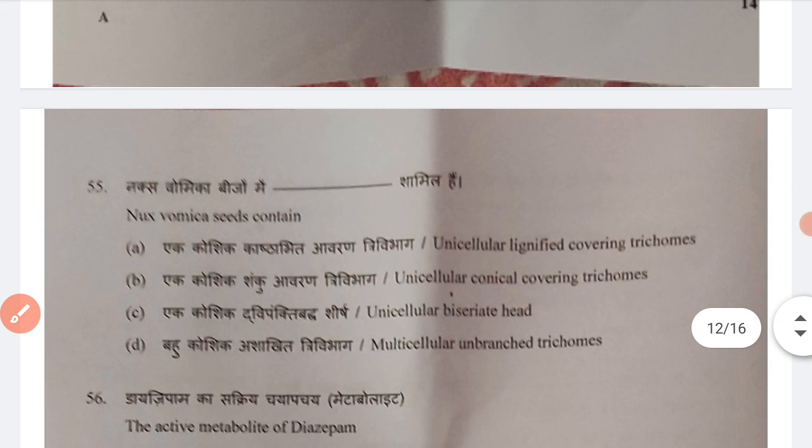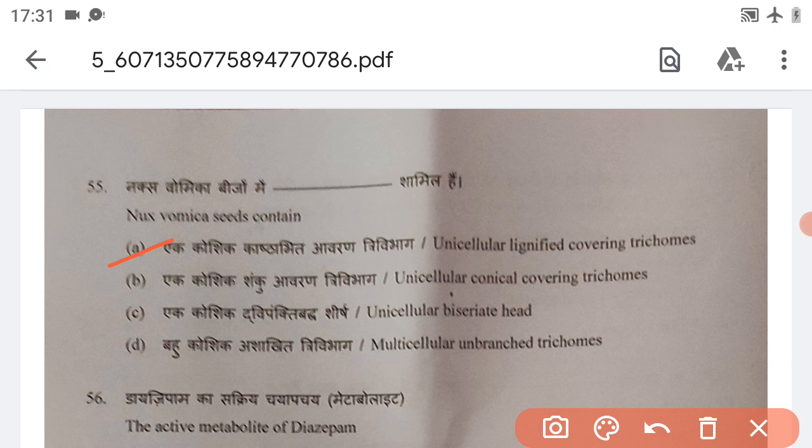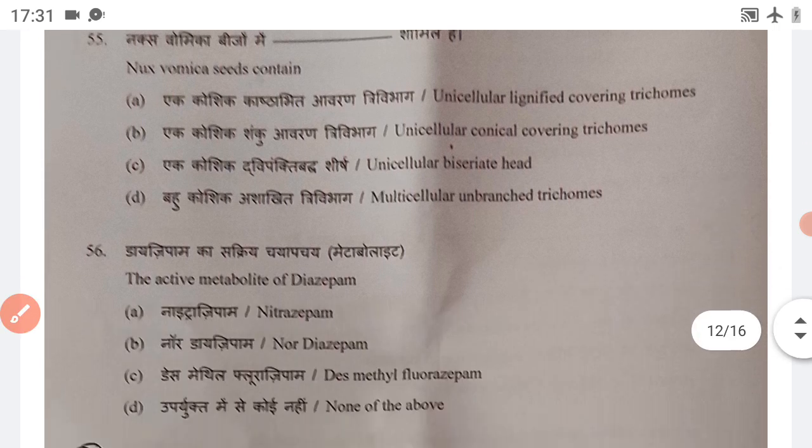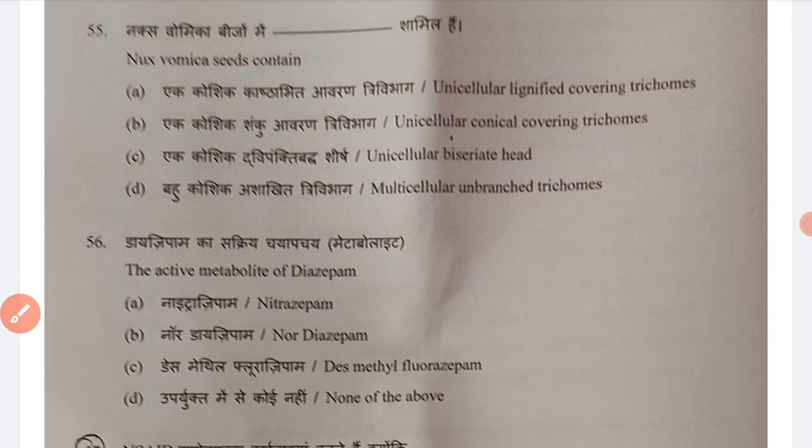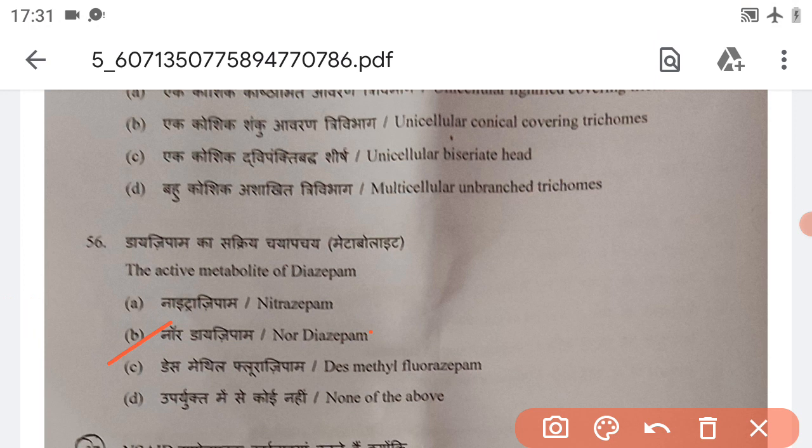Next, Nux vomica seed contains lignified unicellular covering trichome. Next, active metabolite of diazepam. Diazepam's active metabolite is nor-diazepam, also called desmethyldiazepam. In option C, they wrote desmethylflurazepam. This is not right. Right is desmethyldiazepam or nor-diazepam. So option B is right.